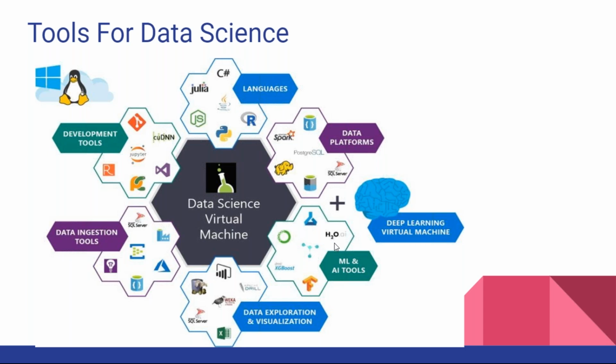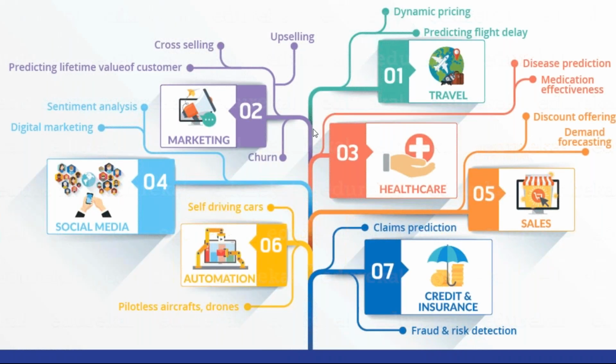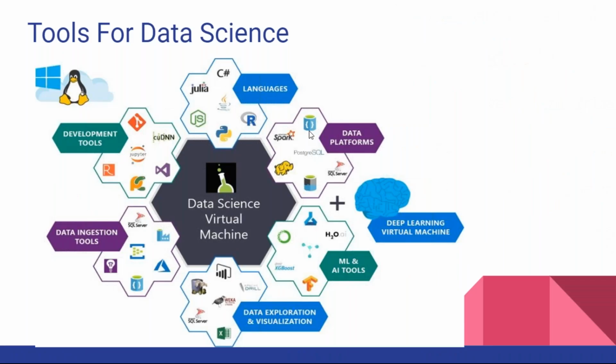H2O is related to AutoML, which is automatic machine learning, in which you don't have to do anything. You just have to feed the data. The rest of the things will be done by the algorithm itself. So it is also in demand as of now, but not a lot of people prefer to rely on AutoML instead of writing their own algorithm. Then the data platform. As I said, it can be NoSQL databases or it can be SQL databases. So these are some of them. These are the tools for your data science.